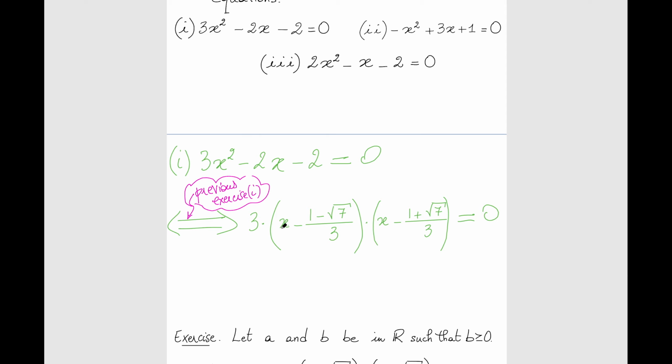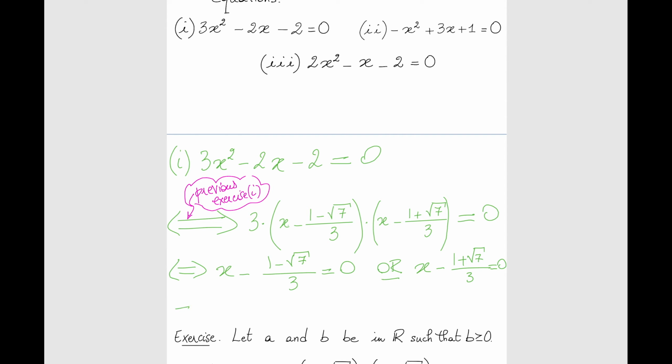And what does it tell me? It tells me that at least one of these factors is 0, but 3 is not 0, right? 3 is a pure constant, so 3 is not 0. So it's either this guy who's making the product 0 or this guy who's making the product 0. So you can say then x minus 1 minus square root of 7 over 3 is the 0 guy, or x minus 1 plus square root of 7 over 3 equals, that's the 0 guy, or both, right?